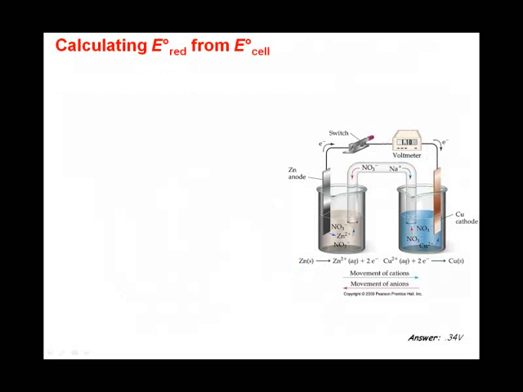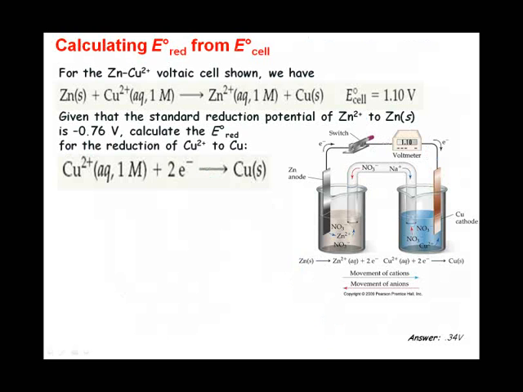Okay, so we can calculate the reduction potential from the cell potential, the net cell potential. We have this zinc copper 2 plus voltaic cell, and we have this redox reaction going on. The entire cell potential is 1.1 volts. And in the table, if I look it up, zinc plus 2 to zinc is minus 0.76 volts. So it says calculate the reduction potential of Cu2 plus to Cu.